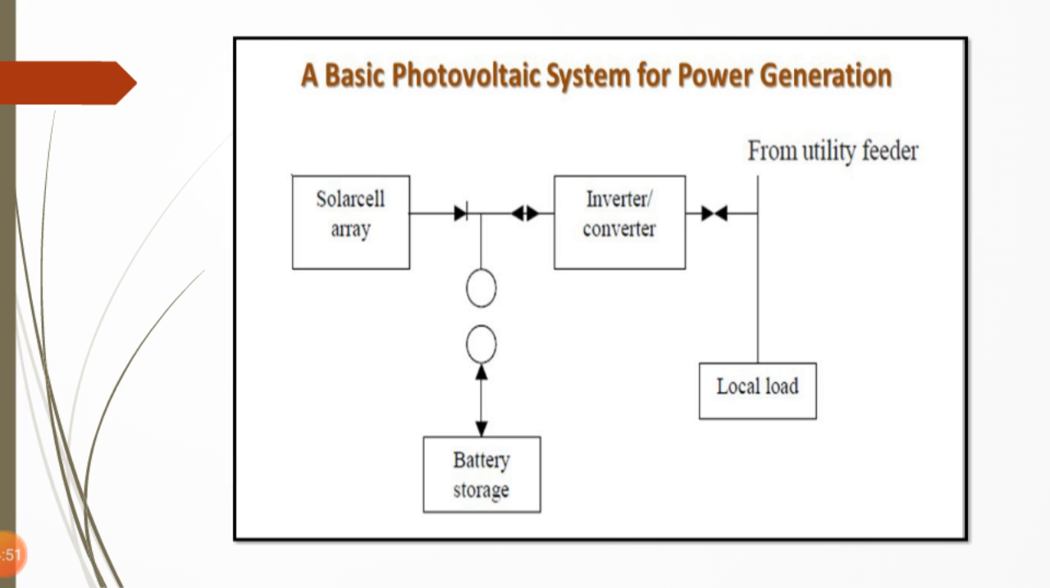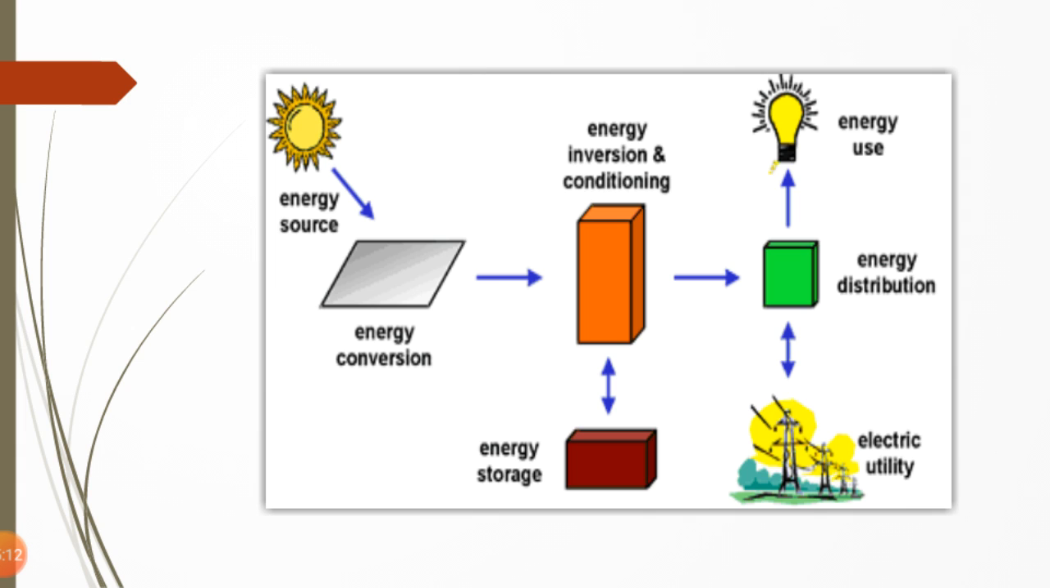And after that, there is a local load and from that a utility feeder. That means we can distribute that electricity to the consumer. So this is the basic photovoltaic system for power generation. In this way we can obtain electricity from the solar light and we can distribute it to the consumer. So this is the power generation from the solar system or photovoltaic system.